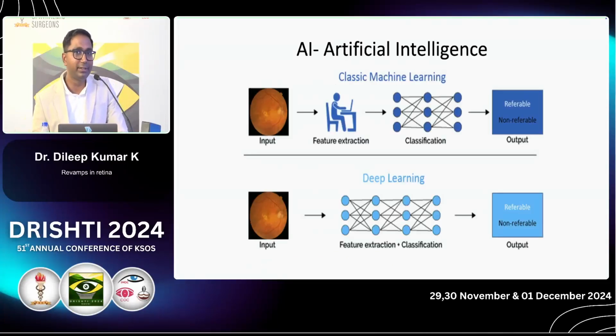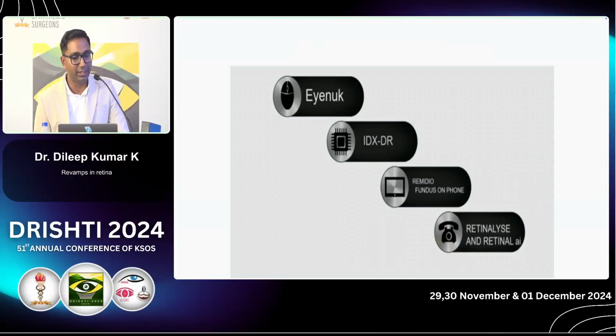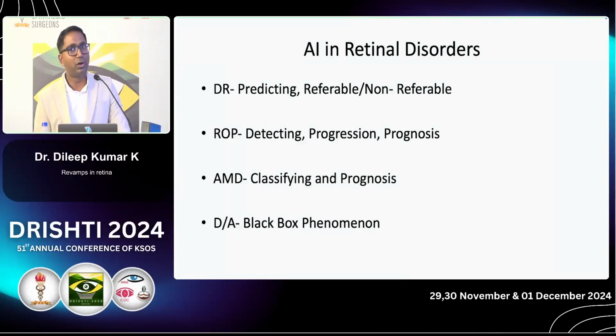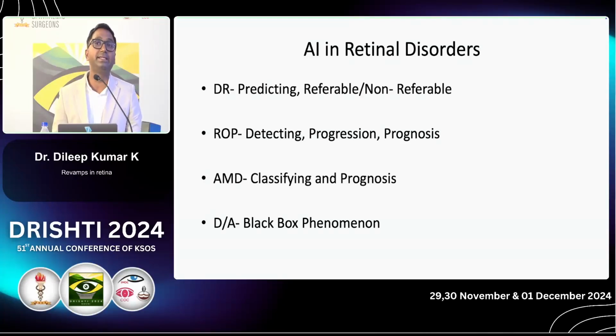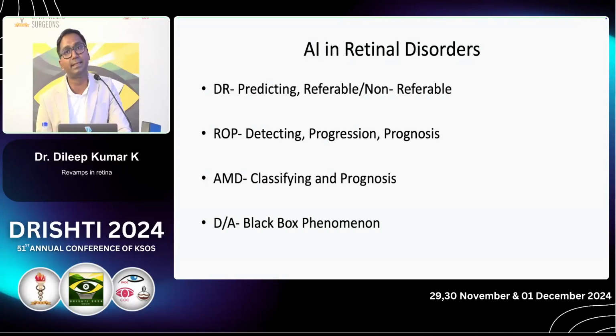AI, as in every other field, is possible even in retina because of the imaging nature of the retina. Deep learning modules are most commonly used. These are the various applications and the devices which are used. Most commonly, AI is used in diabetic retinopathy for grading, predicting, and prognosticating as well. In ROP, automation is possible now. It can easily predict whether the baby's eye would develop into stage 2 or stage 3 and guides us in the treatment, and it also helps classify the disease in AMD.